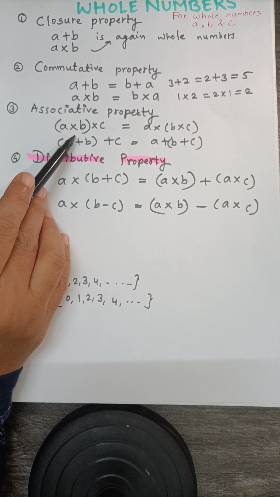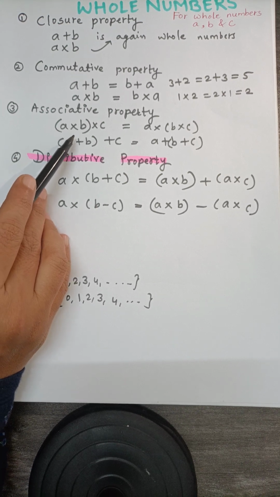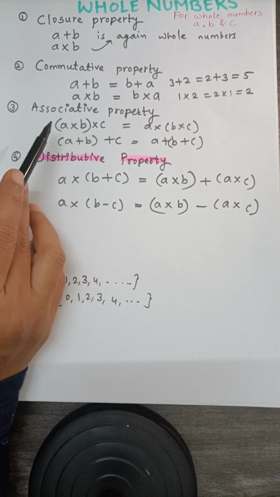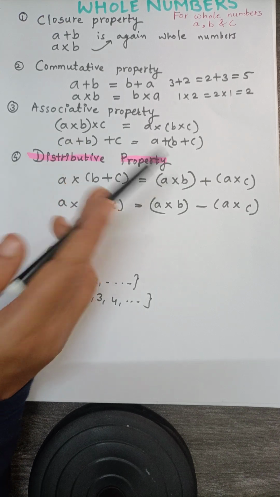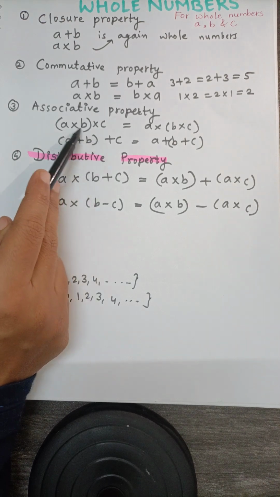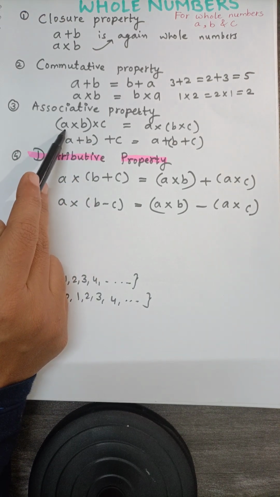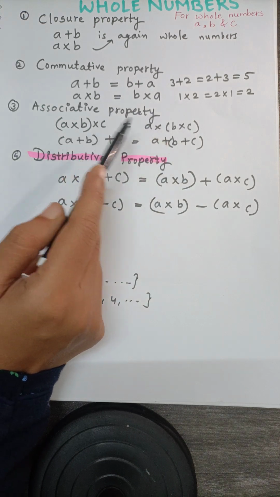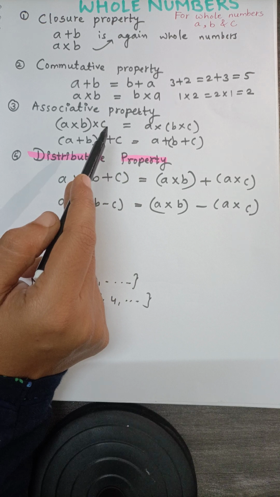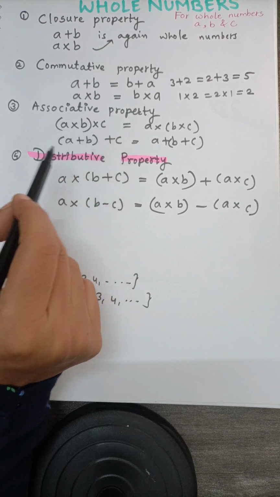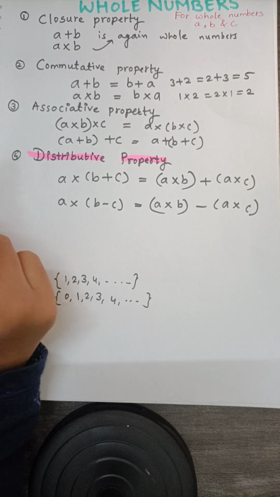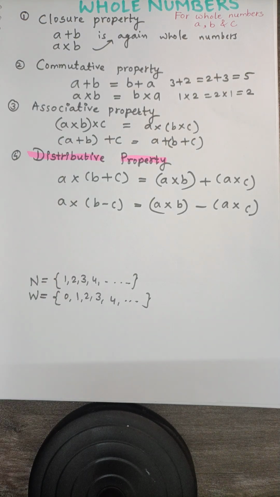Next we have the associative property for whole numbers. The associative property says that when you have more than two whole numbers and you group any two first, the result will be the same. You can see here I have multiplied the first two whole numbers, and here I have multiplied the last two first, but the result on the right-hand side and the left-hand side is the same. In the same way, addition is commutative as well as associative, meaning no matter how you make the grouping, the result will be the same.